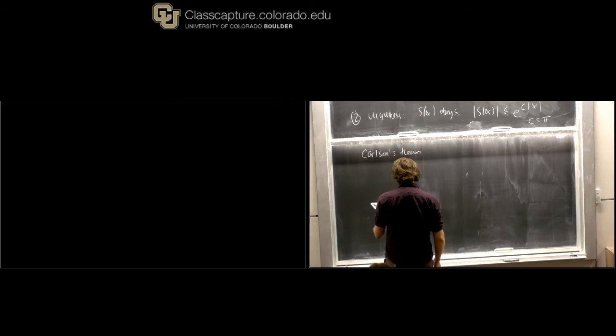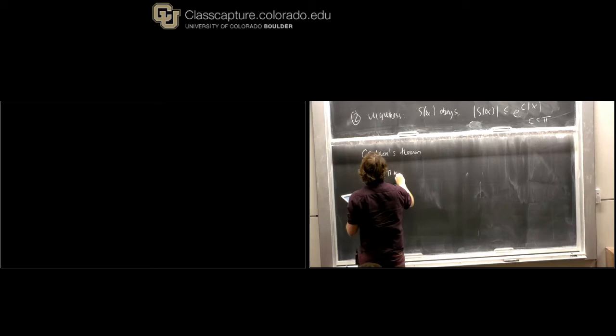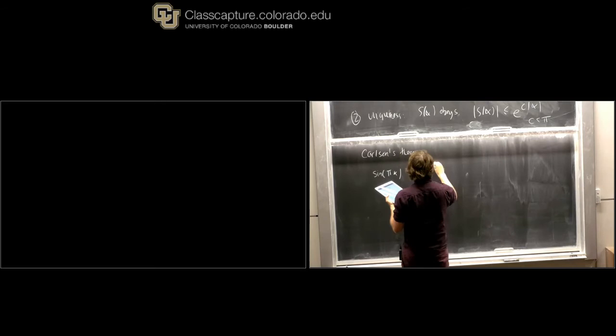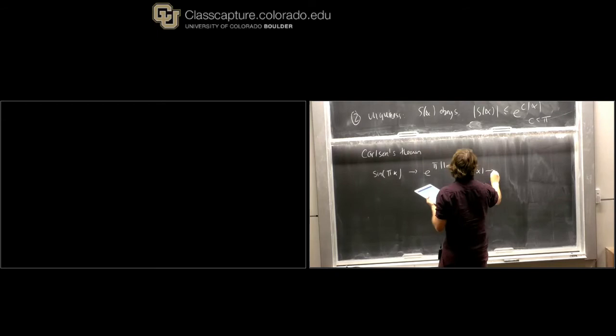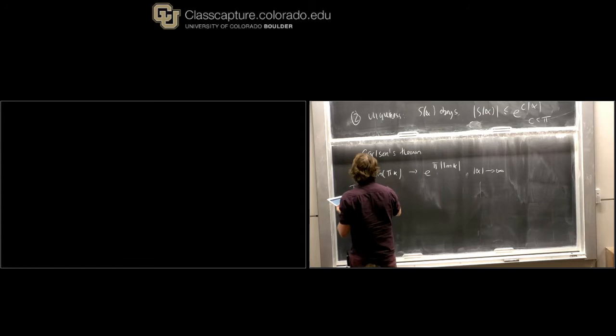But for example, sine pi alpha in this counterexample that I gave, this problem of non-uniqueness, grows like e to the pi times the imaginary part of alpha as alpha goes to infinity, so it violates this bound, right? So C is less than pi, this is pi, and that's essentially why that bound is there, to get rid of those kinds of functions. Okay, so is it true for us? The answer is kind of, sort of.